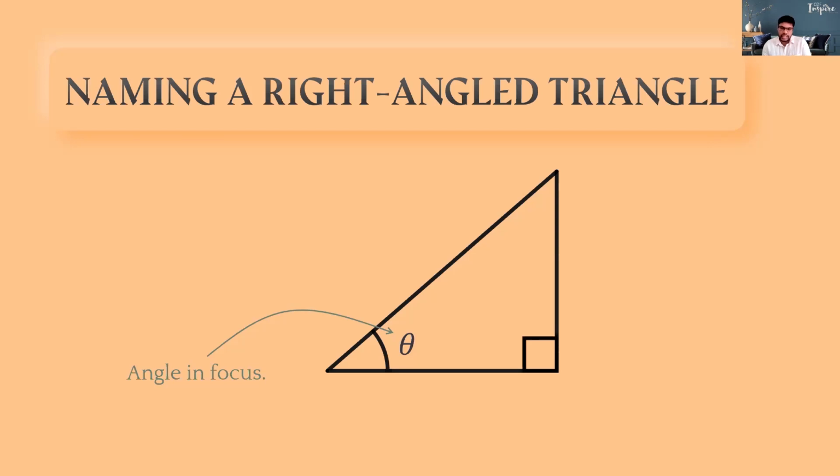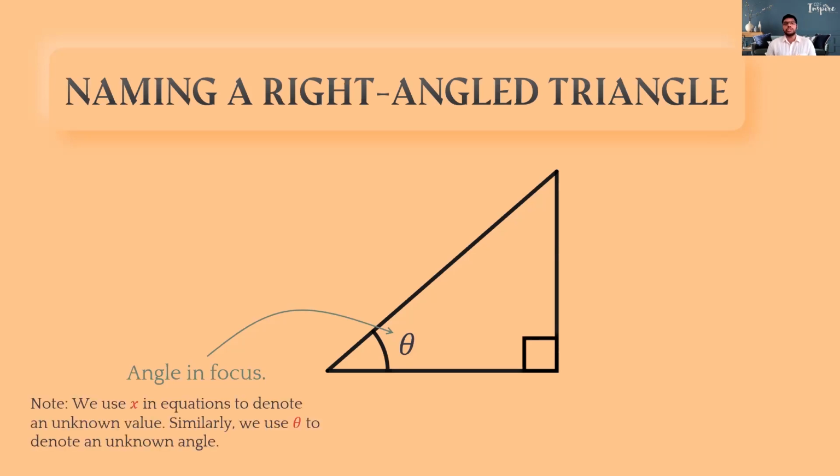This is important, children, because all the other sides of the triangle we are going to name relative to the angle in focus. Also, if you haven't seen this letter theta before, you know how we use x in equations to denote an unknown value, and we solve it to find x. Similarly, when there is an unknown angle, we use the Greek letter theta. So if you haven't seen this before, this is just a new notation for an unknown angle.